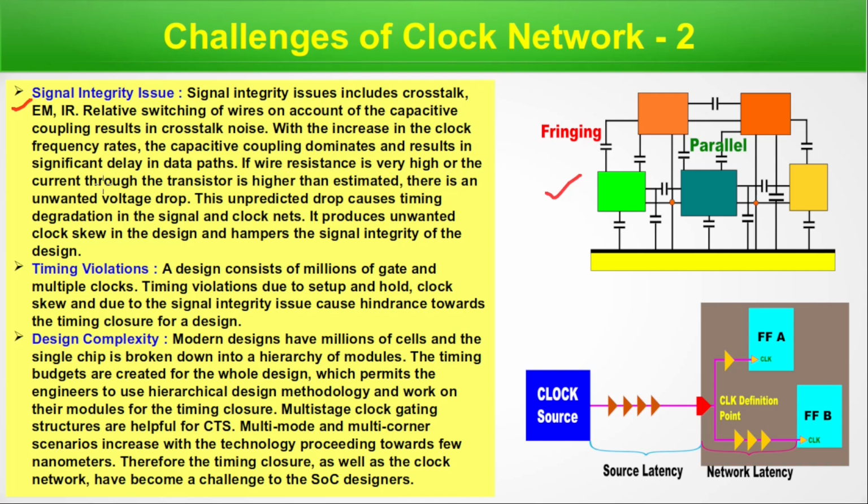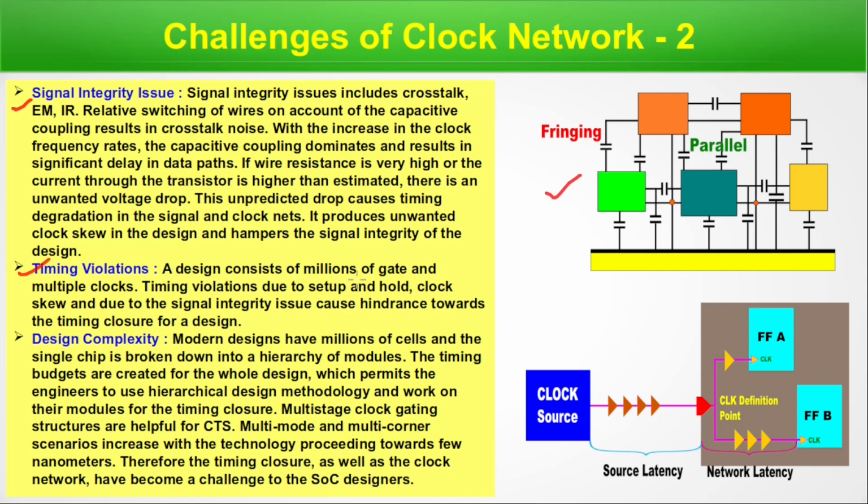If wire resistance is very high or the current through the transistor is higher than estimated, there is an unwanted voltage drop. This unpredicted drop causes timing degradation in the signal and clock nets. It produces unwanted clock skew in the design and hampers the signal integrity of the design. We need to save the clock network from the signal integrity issue.